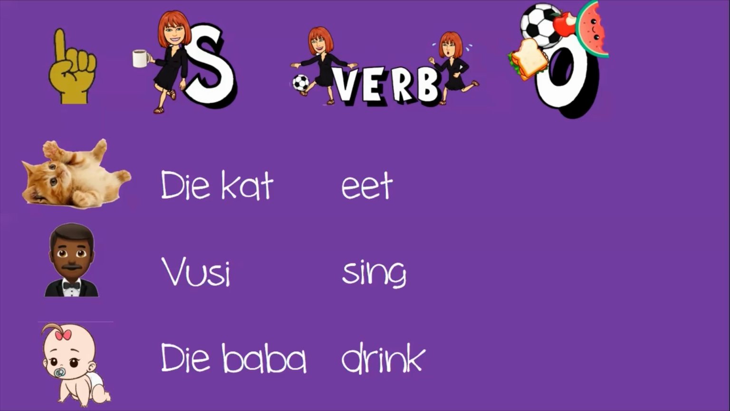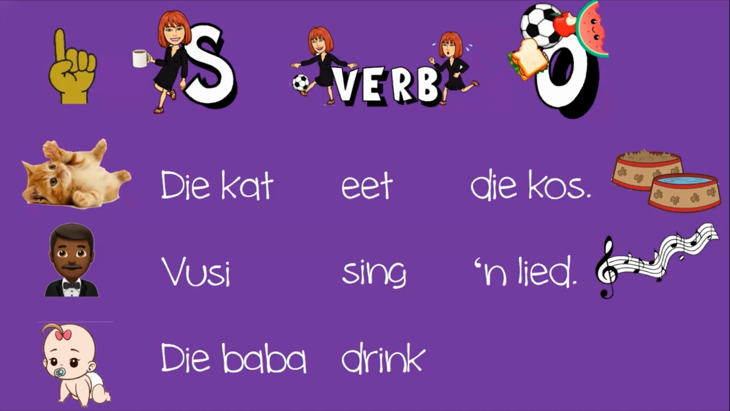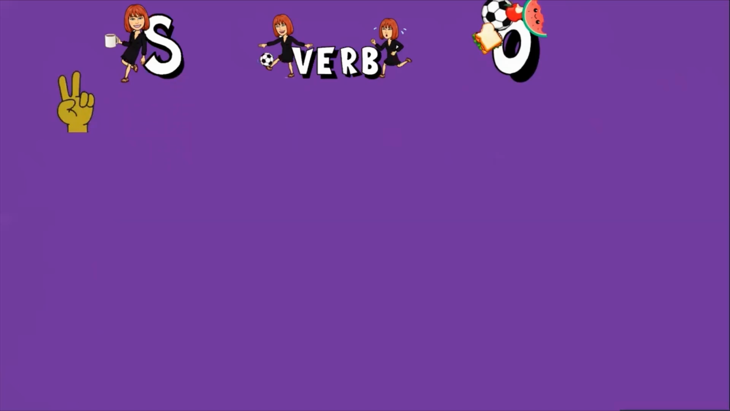Now the object is the thing receiving the action. Die kat eet. Wat eet hy? What is he eating? Die kos. Woesie sing. Wat sing hy? 'n Lied. Die baba drink. Wat drink hy? Melk.